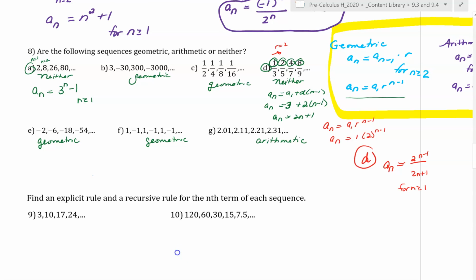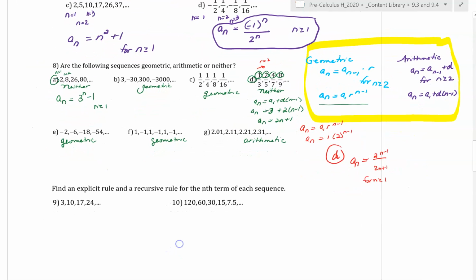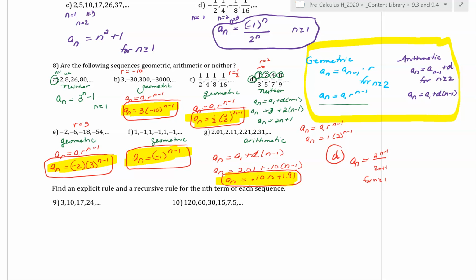Well, and now that we have our awesome formulas here, why don't you pause the video and take a minute and see if you can find an explicit rule for B, C, E, F, and G. Go ahead and give it a try. There we go. So those are explicit rules for each of those arithmetic and geometric sequences.